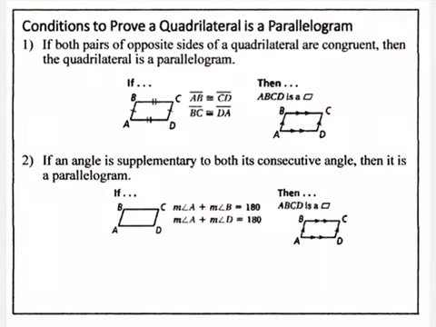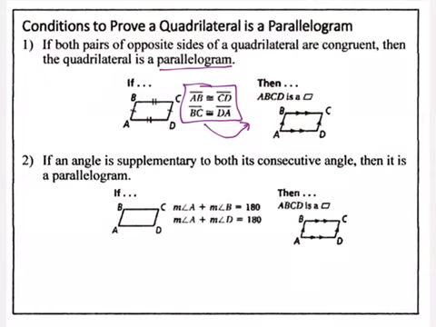Conditions to prove a quadrilateral is a parallelogram. So this is section 6.3. The first condition states that if both pairs of opposite sides of a quadrilateral are congruent, then the quadrilateral is a parallelogram. So if we know that we have opposite sides congruent, we can then prove that it's a parallelogram.